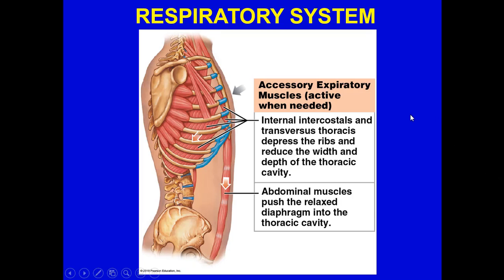The accessory expiratory muscles are active when needed. You can see them here, and they will play a much more profound effect when you have great demands for gas exchange and thereby really pushing out a lot of air. That's, of course, because you're going to depress the ribs further, reduce the width and depth of the thoracic cavity, as well as push the relaxed diaphragm further into the thoracic cavity.